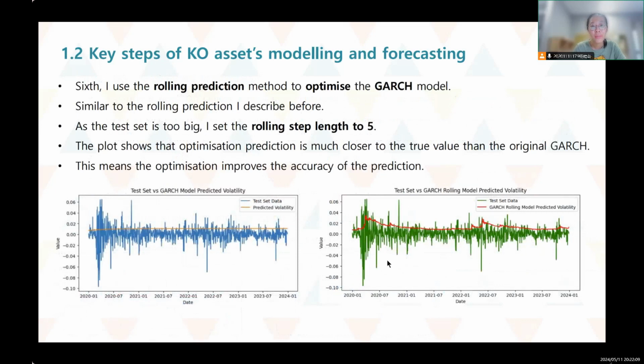Sixth, I use the rolling prediction method to optimize the GARCH model. Similar to the rolling prediction I described before, as the test set is too big, I set the rolling step length to 5. The plot shows that the optimized prediction is much closer to the true value than the original GARCH. This means the optimization improves the accuracy of the prediction.